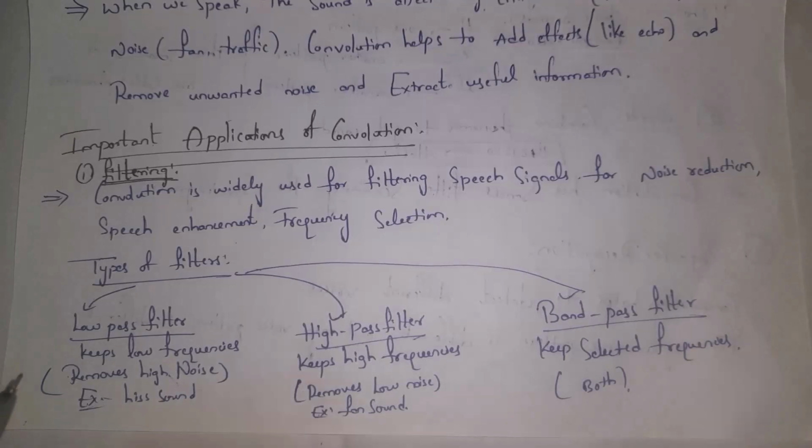Low pass filter will keep low frequency, that is nothing but low voice, and remove high noise. Example, it will remove this sound. Whereas high pass filter will keep high voice, that is nothing but it will keep high frequency and remove low noise. Example, fan sound. So low pass filter will keep low frequency voice and high pass filter will keep high frequency voice. And in band pass filter, we can keep our selected frequency. It is a combination of both low pass filter and high pass filter.